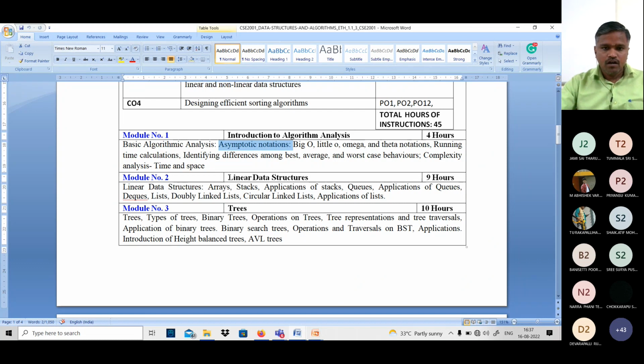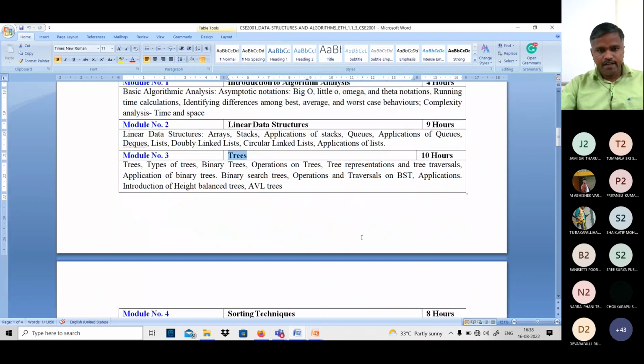Then module number 2, linear data structures, which is to be covered within 9 hours. The linear data structures are arrays, stacks, queues, and lists. List means linked list. These 4 data structures are called linear data structures. Then the third one, one of the nonlinear data structures, trees, is to be covered within 10 hours. There we have different kinds of trees: binary search trees and AVL trees. AVL tree is related to balancing trees.